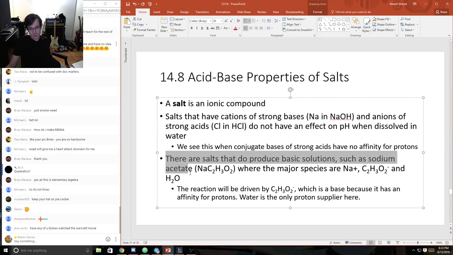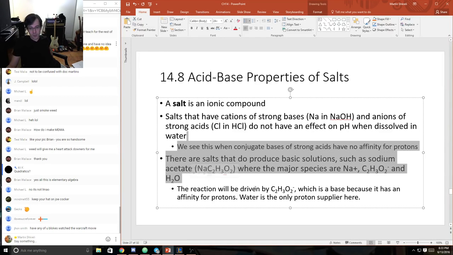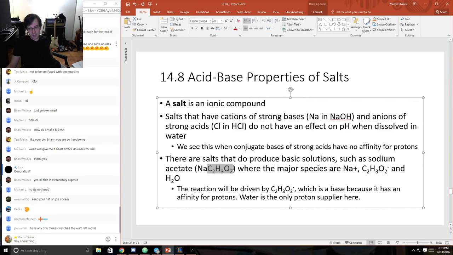So sodium acetate, here's sodium acetate, you can recognize this will become Na+, which won't do anything because of what we just talked about regarding it being a salt, but you do have this acetate ion. So this is acetic acid. So the major species will be sodium, which won't do anything, but you will have the acetate ion, I should say, and water. So the reaction will be driven by the ion. The ion, of course, is a base because it's going to want protons. It's going to want H+, as you can see, and water is the proton supplier.